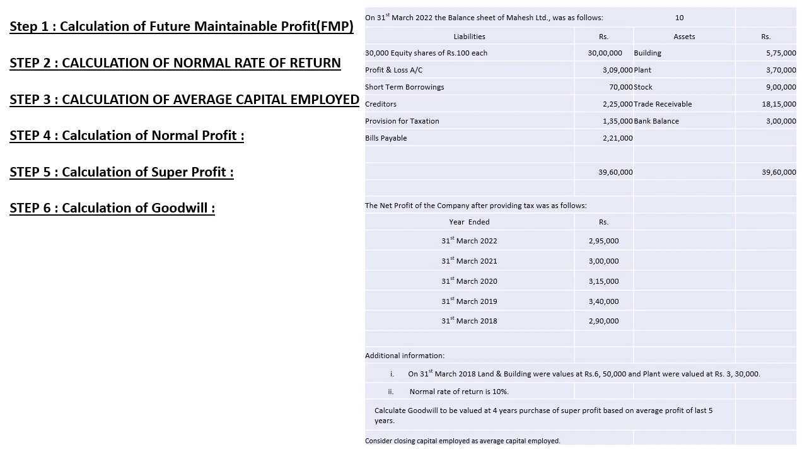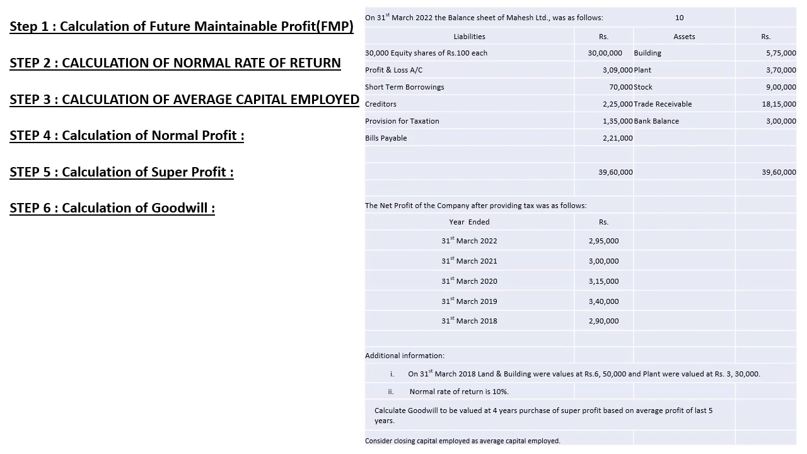Whenever we have to calculate goodwill, we always have to remember these 6 steps. What is our first step? Calculation of future maintainable profit. Second step is calculation of normal rate of return. Step 3, calculation of average capital employed. Step 4, calculation of normal profit. Step 5, calculation of super profit. Step 6, calculation of goodwill. So these are the 6 steps for the solution whenever we are calculating goodwill.